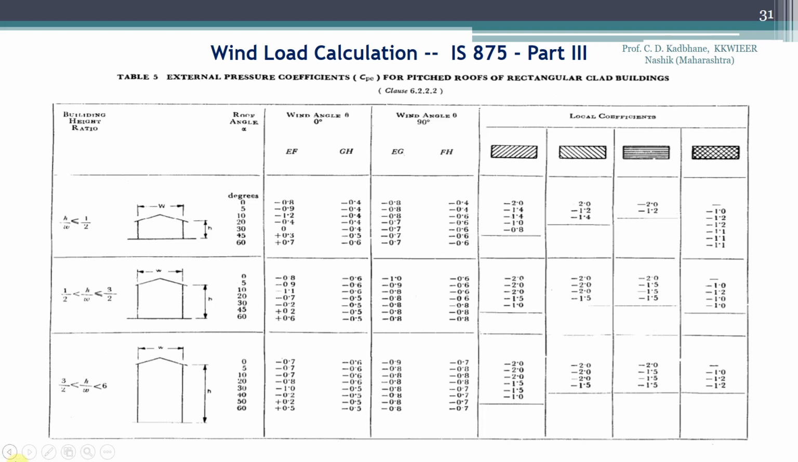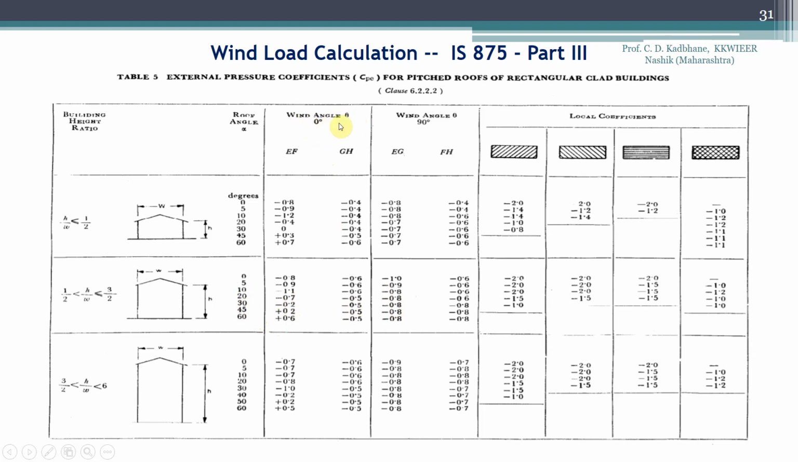So in our case, the industrial structure has a span of 16 meter and height of 10 meter. If you divide H upon W, that is 10 upon 16, that comes out to be 0.62, and that is case number 2. That means when our H upon W value is lying between 1/2 to 3/2, then we have to consider this one. The slope of our industrial structure or roof truss is 26 degrees. So between 20 to 30 degrees we have to interpolate all these values.